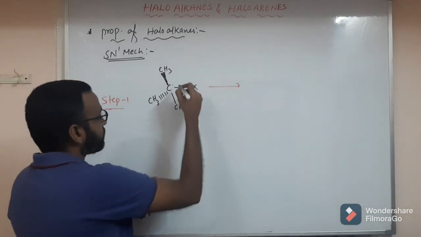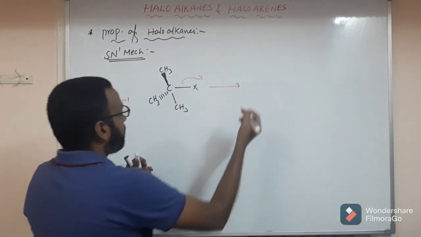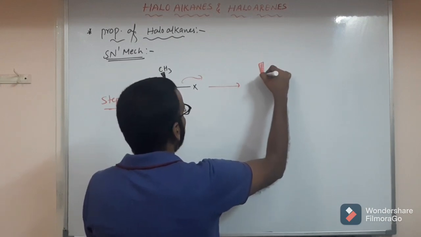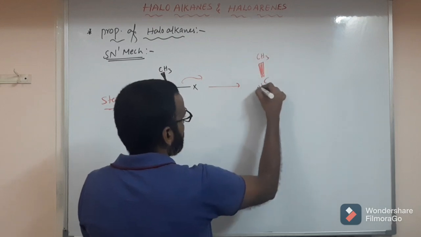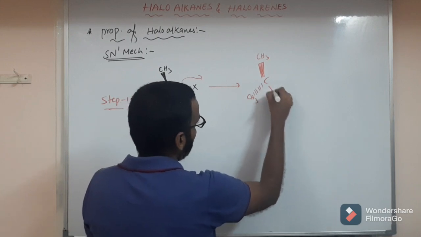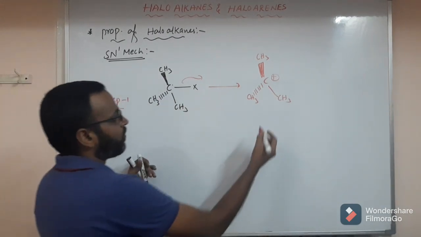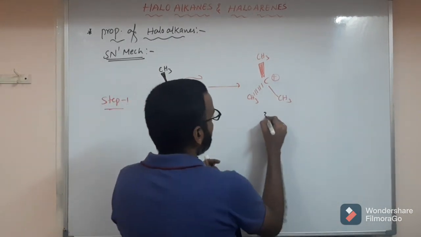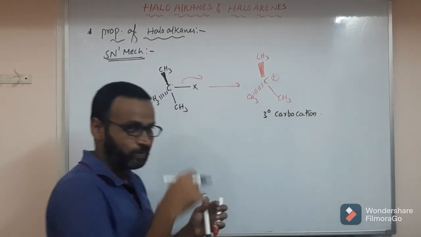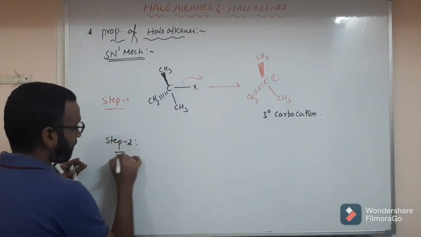So in step 1 what happened? First, Mr. X, you please go from here, it will say. Then with a sad face, that will go. So you have a methyl here, and here one more methyl, and here one more methyl, like this. This is step 1. So what carbocation do you have here? Tertiary carbocation.